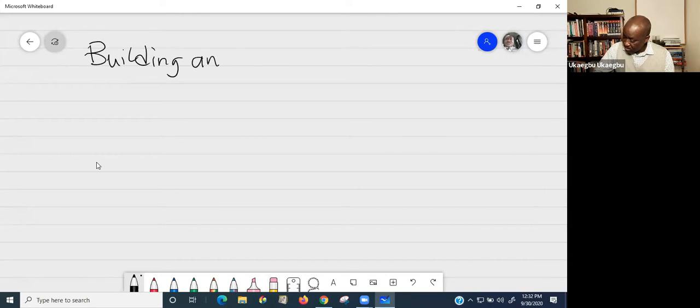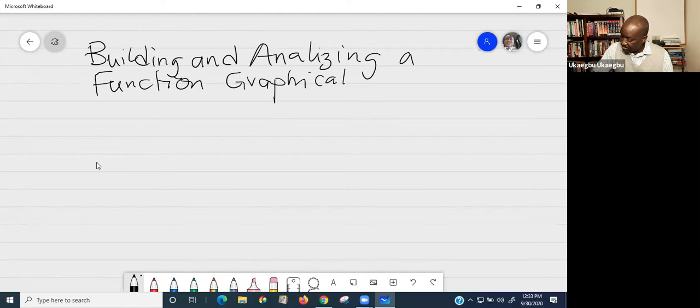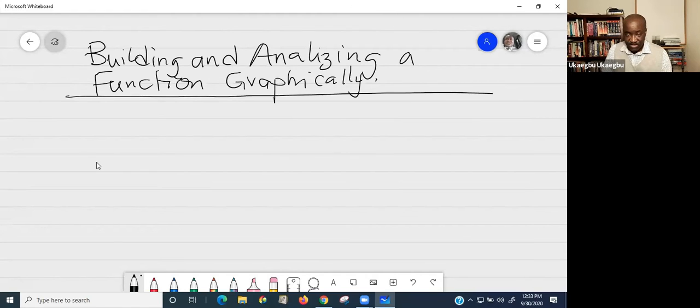Building and analyzing that I want to write. Building and analyzing a function graphically. All this long grammar, all it means is we are just going to use a graph to build a function or to analyze an already created function.